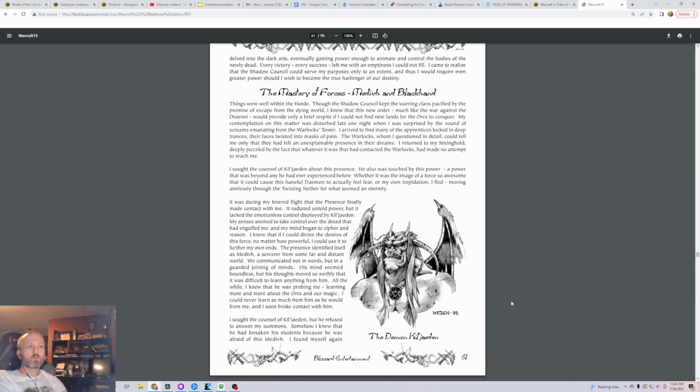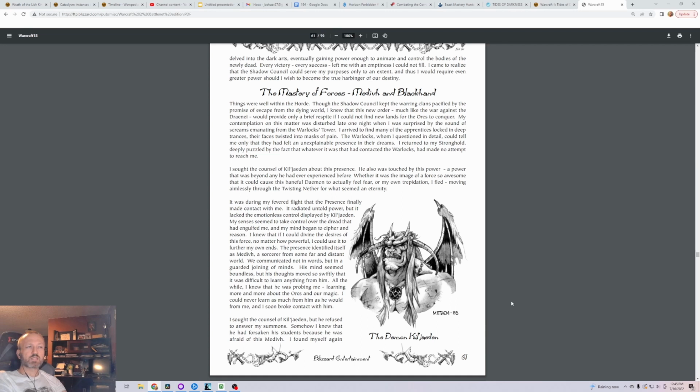We communicated not in words, but in a guarded joining of minds. His mind seemed boundless, but his thoughts moved so swiftly that it was difficult to learn anything from him. All the while, I knew that he was probing me, learning more and more about the orcs and our magic. I could never learn as much from him as he would from me, and I soon broke contact with him. I sought the counsel of Kil'jaeden, but he refused to answer my summons.